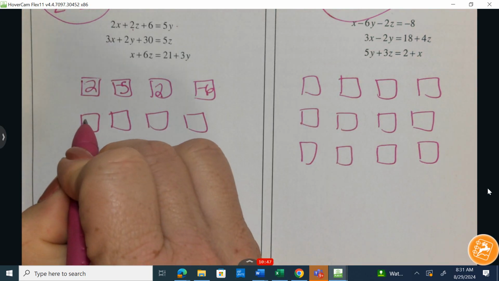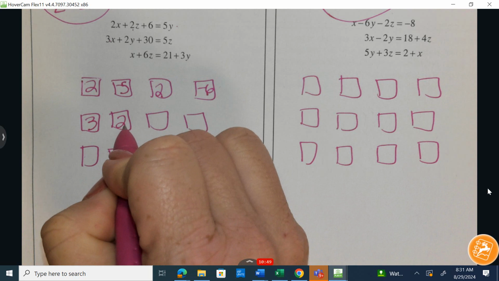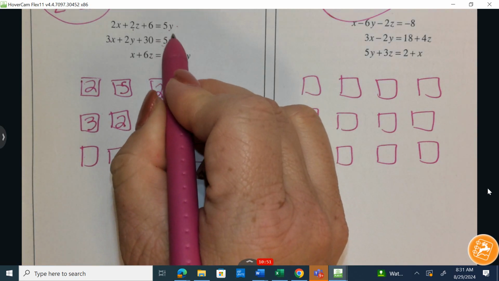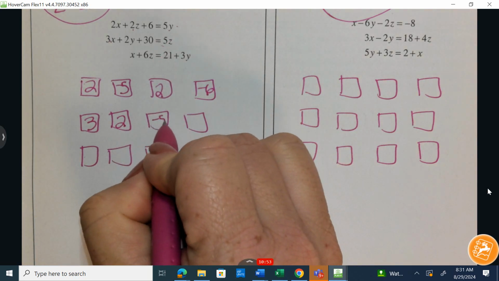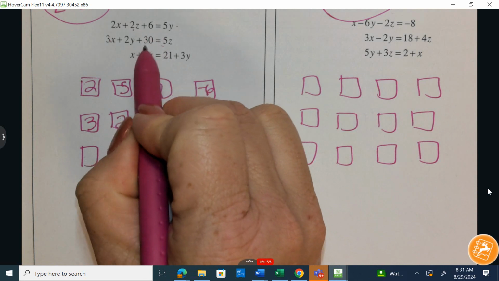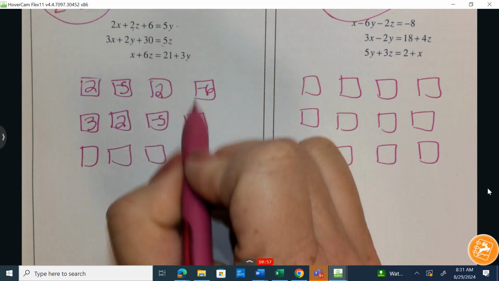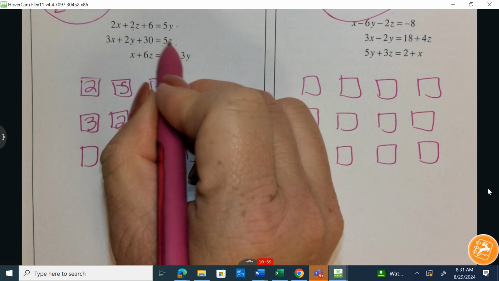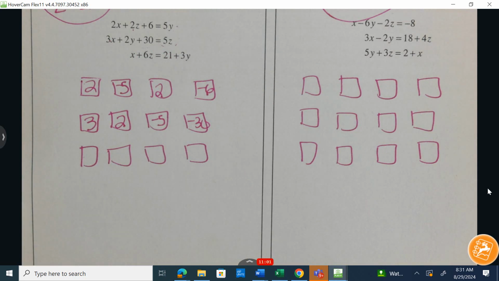Second line, the x is on the correct side. The y is on the correct side. Oh, z needs to join the left. When it moves over, it becomes a negative 5z. And the same thing when the 30 joins the right side, it becomes a negative 30. It changes signs as it crosses over the equal sign.